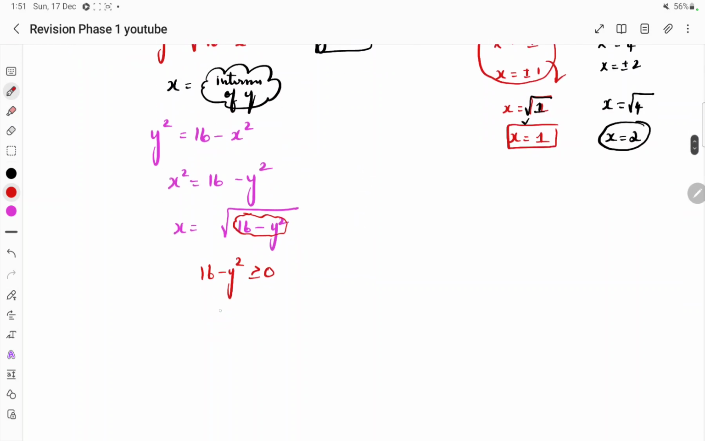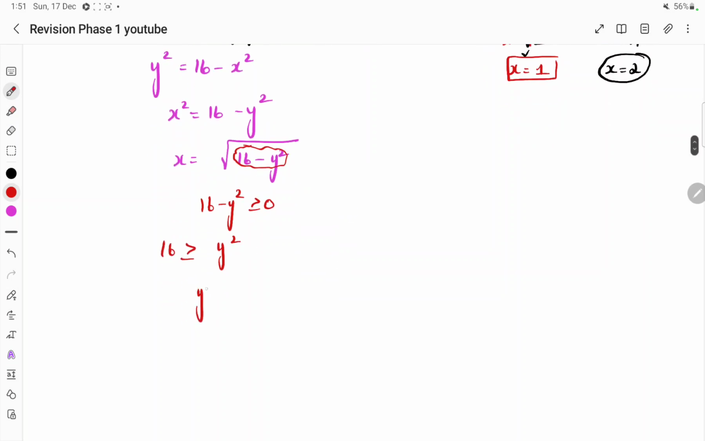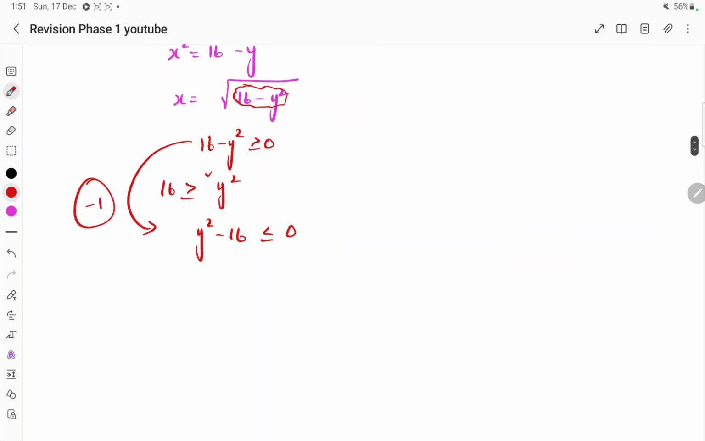Which means 16 is greater than or equal to y square, so y square minus 16 is lesser than or equal to 0. I can also multiply by minus 1, and the inequality will be reversed if we multiply by a negative number. Now if I factorize this, it will be y plus 4 into y minus 4 lesser than or equal to 0. The roots we have here are minus 4 and 4.